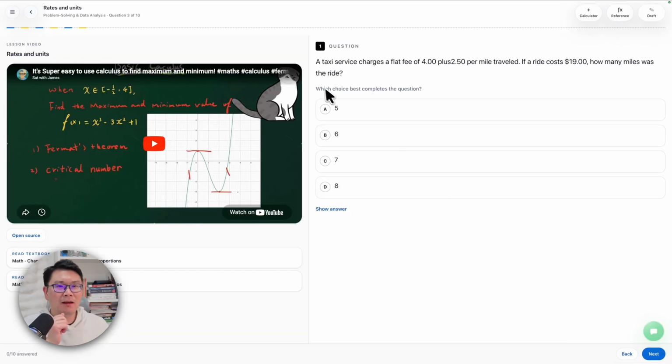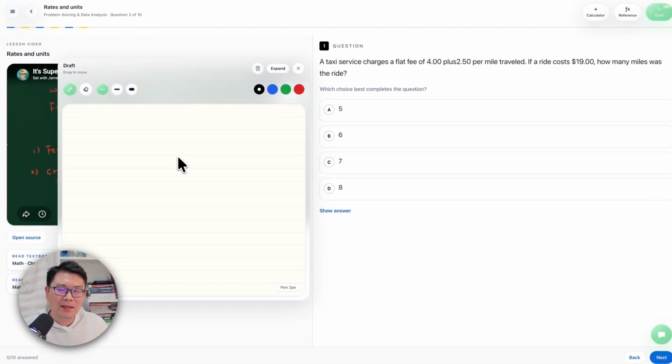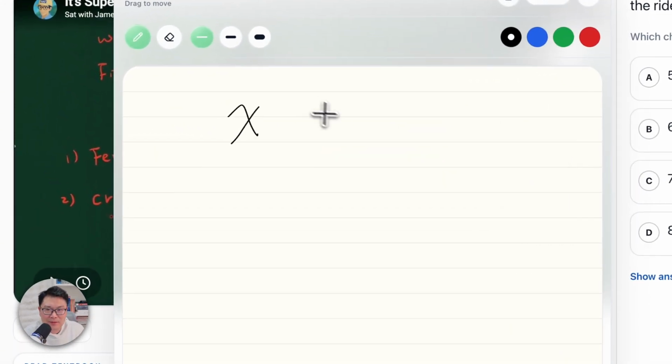All right, so a taxi service charges a flat fee of $4 plus $2.5 per mile traveled. If a ride costs $19, how many miles was the ride? Actually, this is not so much of a rate thing, but it's related. It's still the function thing. So let's just take a look at it. How do we solve a word problem by listing out the function? The question asks us how many miles was the ride? Let's say X miles was the ride.